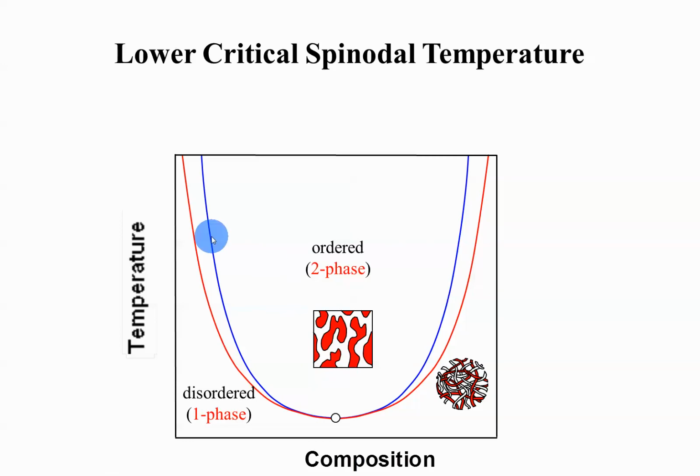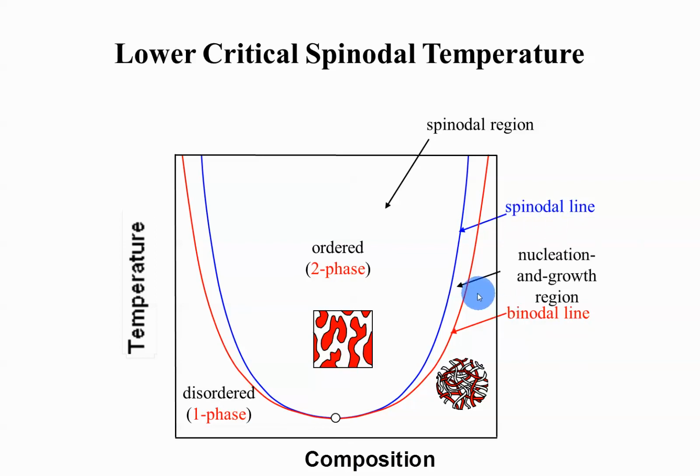So we said LCST. This is called the spinodal line. This is called the spinodal region. This is called the binodal line, which could be obtained using light scattering. This one is small angle neutron scattering. The region in between is called the nucleation growth region. And this is the critical point.